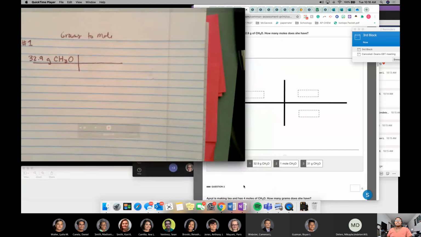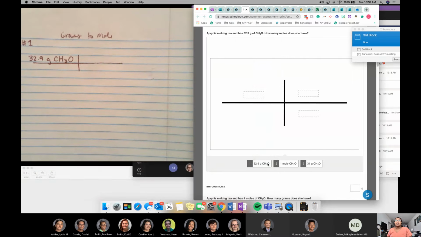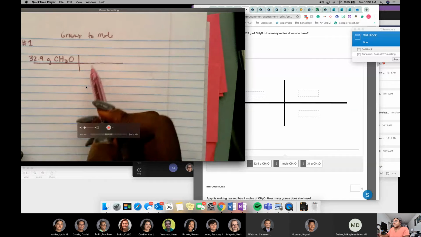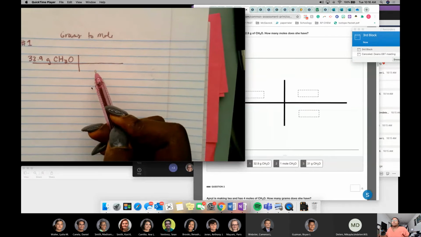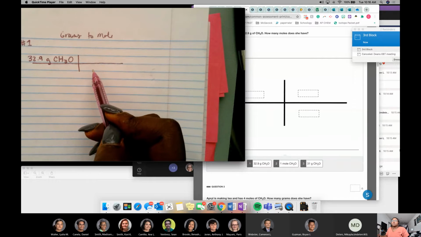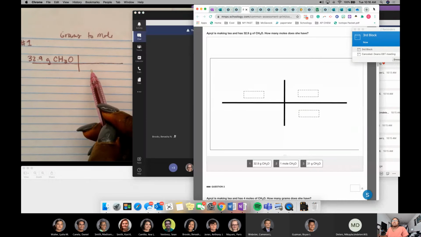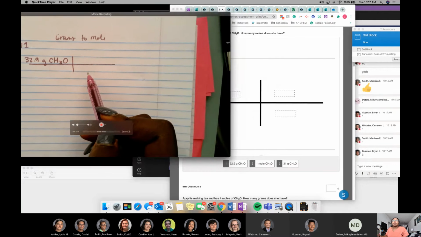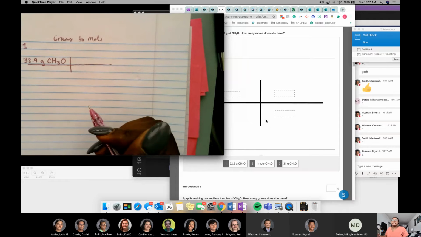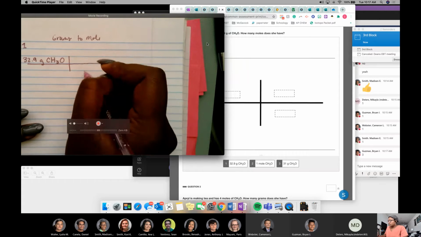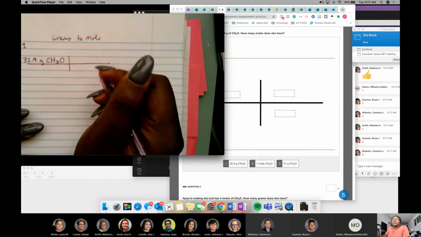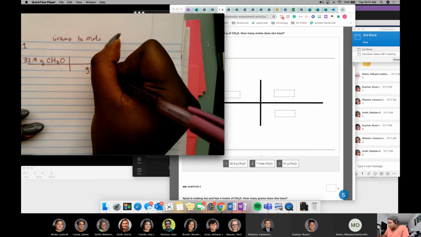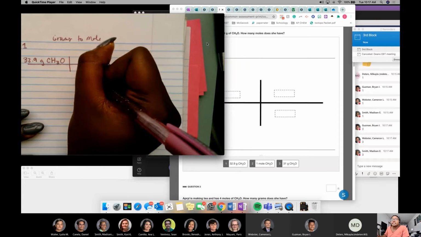Which answer choice has to go next door? Is it going to be answer choice 2 or 3? Which one has to go in this bottom bracket down here? Answer choice 2 or 3? Which one has to go down here? Brian says 3. Good. Cameron says 3. And that is correct because we need grams of CH3O to cancel out.